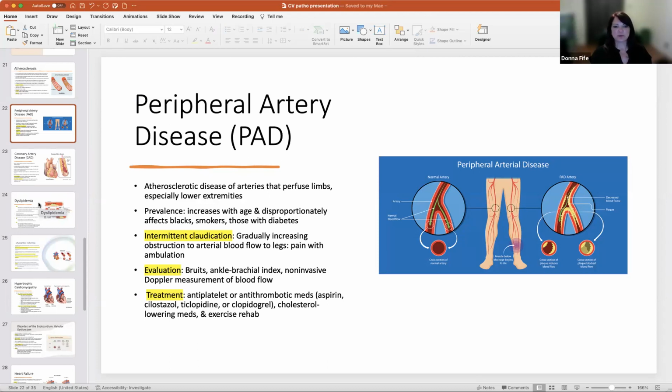Evaluation, we want to check for bruits, do the ankle brachial index. We can do a non-invasive Doppler measurement of blood flow. Treatment is going to be with antiplatelet or antithrombotic medications, aspirin, or these other listed here, some cholesterol lowering medications, and exercise rehab.